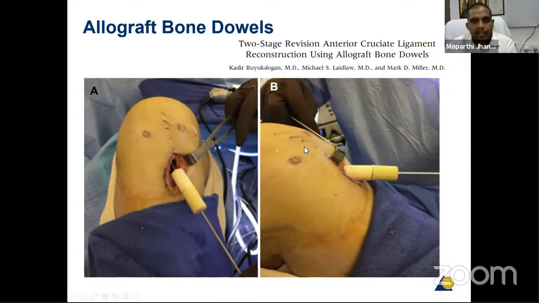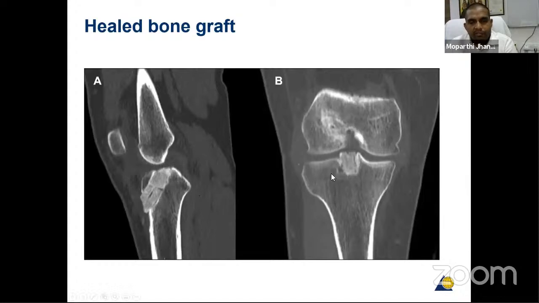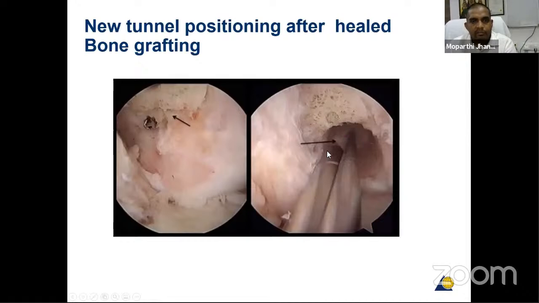This is explained by Khadir in one of his articles for the two-stage procedure. This is the graft filled up after 4 to 6 months, as seen on the CT scan. Then plan for the new positioning, like a routine normal primary ACL. You can see here the dowel. It's a malpositioned tunnel, and this is the original tunnel now created again.